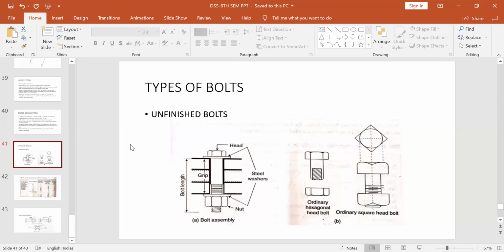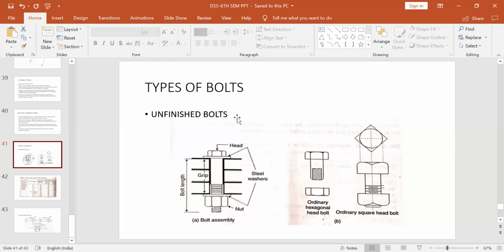Now, what are the types of bolts? Basically, there are three types of bolts that we use. The most common is unfinished bolts. Unfinished bolts are called ordinary, common, or rough bolts. They are used for light structures, for static loads, and for secondary members such as purlins, bracing, and roof trusses. These are not recommended for heavy load structures, only for light structures which carry static loads, where there is no dynamic load and no vibration occurring. In that case only we use unfinished bolts.